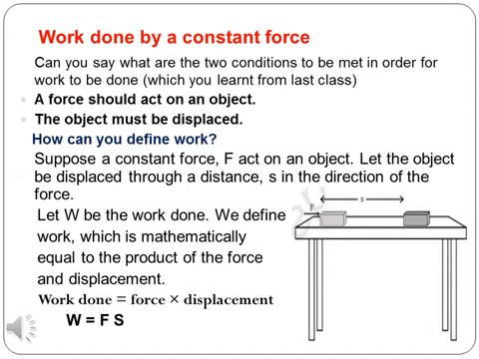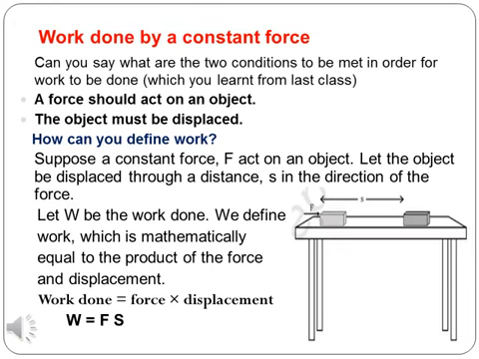For today's class, you are going to study how work is done by a constant force. Before that, you have to define work. For this, suppose a constant force F acts on an object. Let the object be displaced through a distance S in the direction of the applied force. Let W be the work done. We define work, which is mathematically equal to the product of the force F and its displacement S.